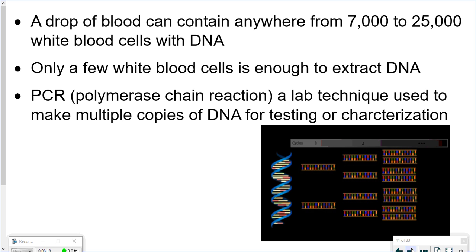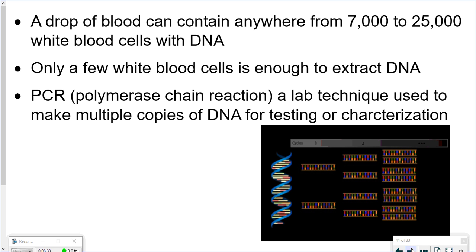And a drop of blood can contain anywhere from 7,000 to 25,000 white blood cells of DNA. So even a very small sample will have a lot of these cells present. And only a few white blood cells are needed to extract DNA.